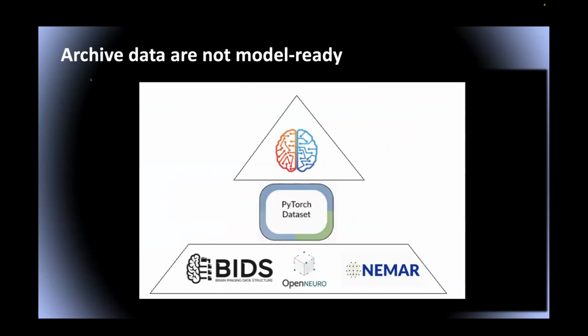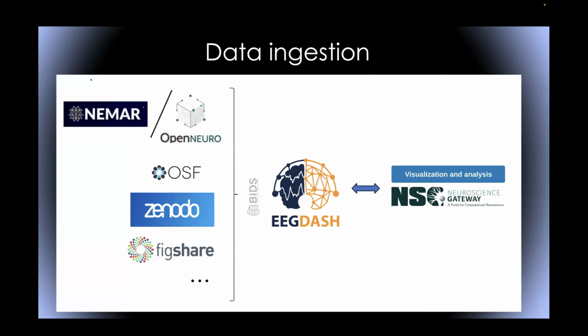And here, this is an illustration of what our project aimed to do. It aimed to take some BIDS data and then aim for the machine learning community on top. Basically what we need to convert is the BIDS data into a PyTorch dataset. So that's what our library is doing.